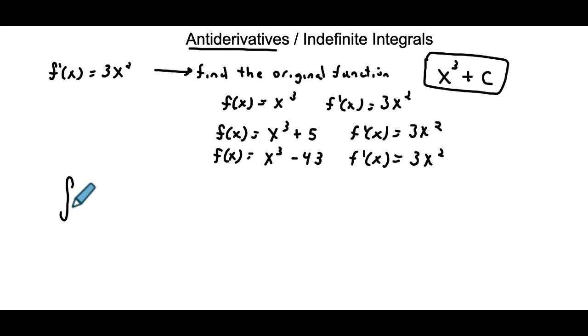This is called the integral. In this integral notation, say I have the integral of 3x squared dx. Let's identify a few things here. So this right here is called the integral symbol. So that's our integral sign. The function inside the integral is called our integrand.